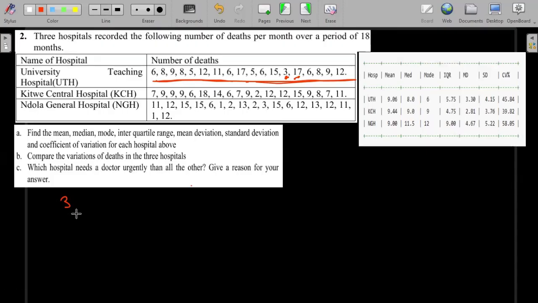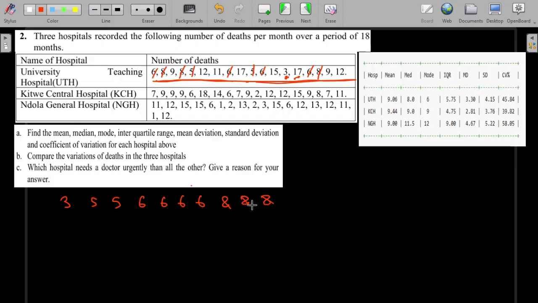From 3, I can see two 5s, so I'll write 5 and another 5. From 5, the next number is 6. How many 6s do we have? I have 1, 2, 3, 4, so I'll put 6 four times here. Can I see a 7 anywhere? I don't, so I go to 8. How many do I have? 1, 2, 3, so I write these 8s three times.